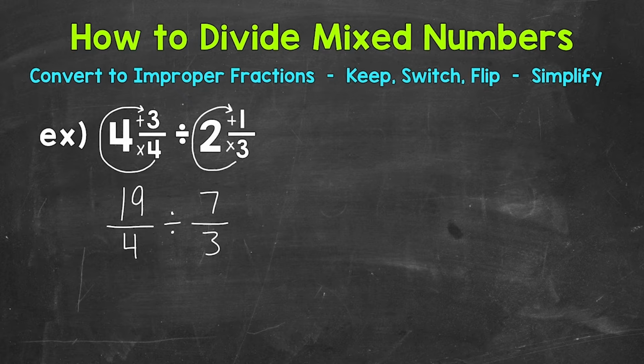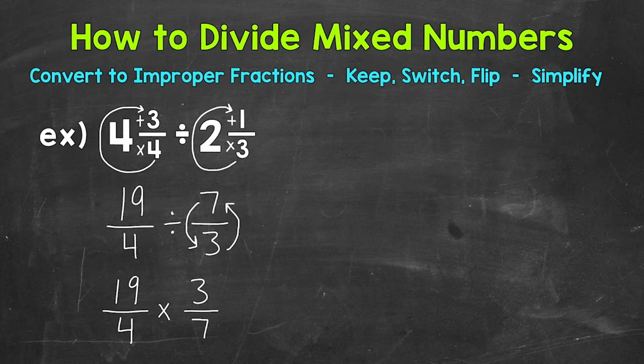So let's keep our first fraction, our first improper fraction, 19/4. Then we switch or change our division to multiplication, and then we flip our second improper fraction here. So the denominator becomes the numerator, and the numerator becomes the denominator. This is called the reciprocal. So we have 3/7.